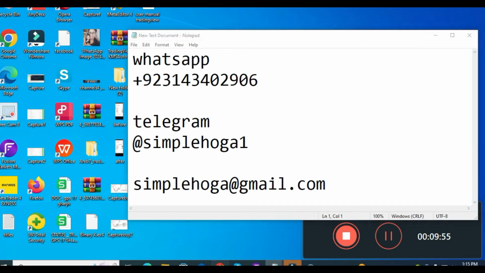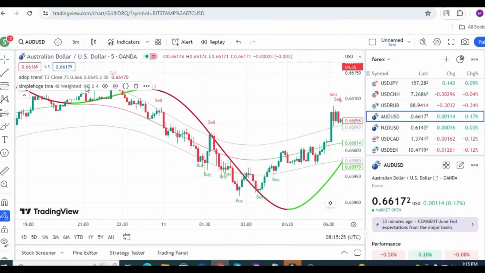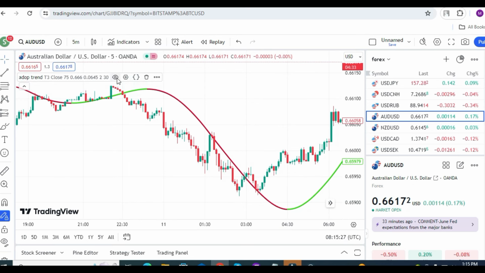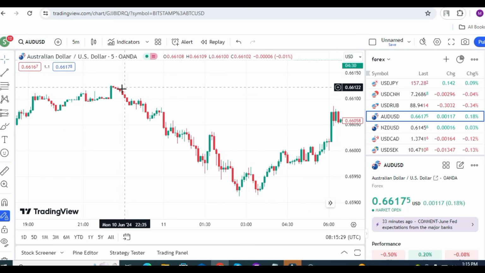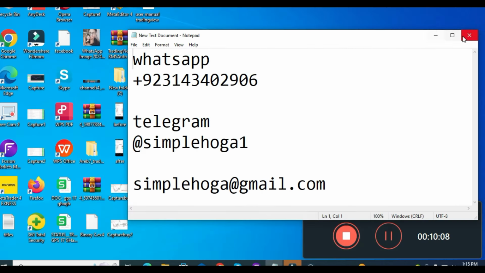Okay, first we need to add the indicator, then I will show you the results, which are very, very important, and you will love it. So first I will add the indicator, then I will show you some magic.